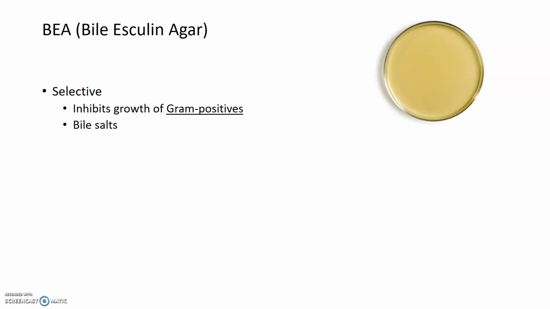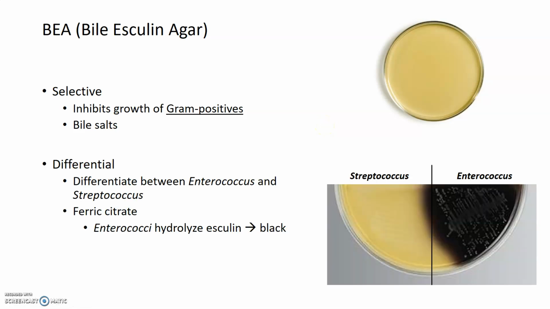Another type of selective and differential media is bile esculin agar, or BEA, which is selective against gram-positive bacteria. It contains a high amount of bile salts that allow gram-negatives to grow really well and inhibits growth of gram-positives. An uninoculated plate can be seen up here, and it has a typical beige-ish color. But BEA can be used to differentiate between two specific types of bacteria, the Streptococcus bacteria and Enterococcus bacteria.